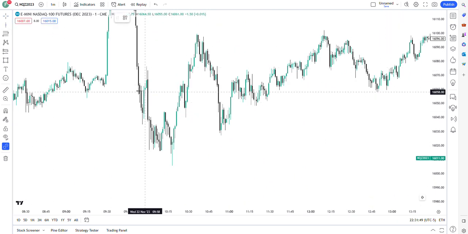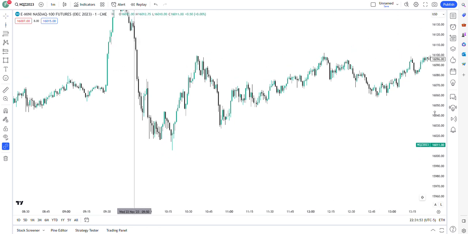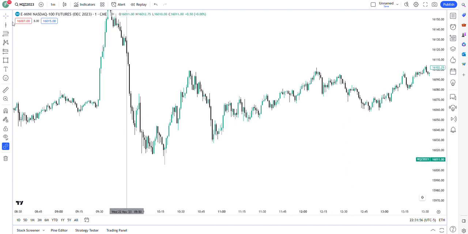So 9:50, what have we got here? That's 9:50. So 9:50 is this candle. 10:10, let's get this vertical line up. 10:10.